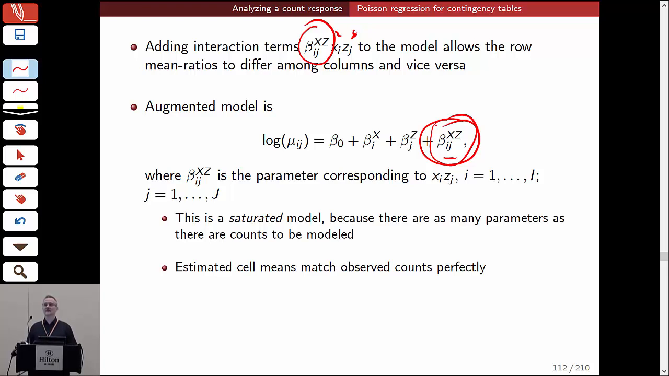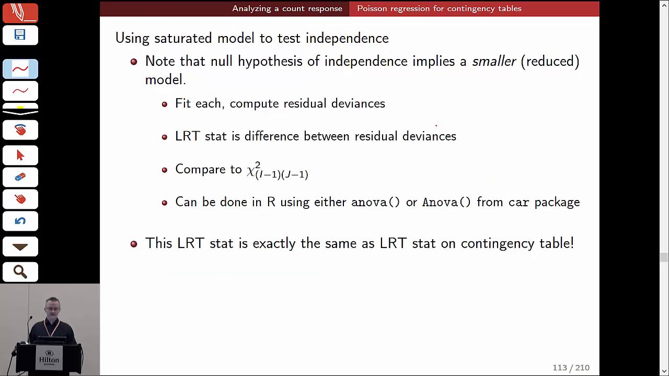If you count them all up, they add up to exactly I times j parameters, and there are I times j counts. So you're going to match every count in the table perfectly. So the saturated model can be used to test for independence in the following way.